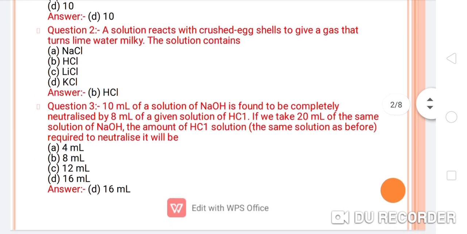Now come to the third question. 10 ml of a solution of sodium hydroxide is found to be completely neutralized by 8 ml of a given solution of HCl. If we take 20 ml of the same solution of sodium hydroxide, the amount of the same HCl solution required to neutralize it will be 16 ml. So this is the answer for this question.